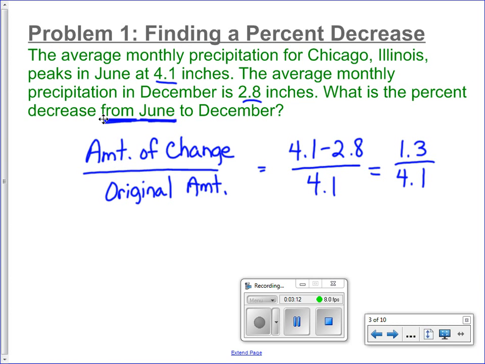All right, and it's not going to come out even. 1.3 divided by 4.1 is 0.317, and it goes on. So this amount is represented as a decimal. To change it to a percent, we need to multiply it by 100, which means moving the decimal over 2 places. And so it's approximately 31.7%. Or rounded to the nearest percent, if the problem requested you to round it, it would be 32%.